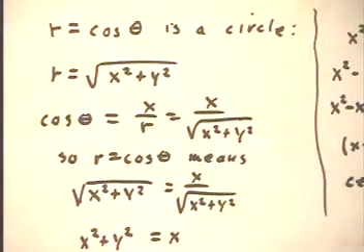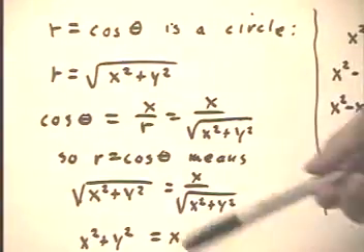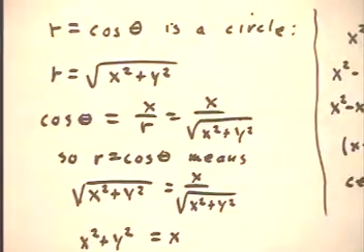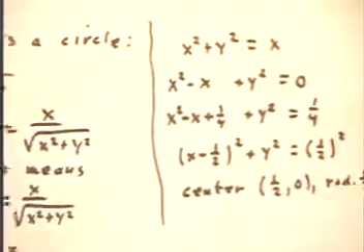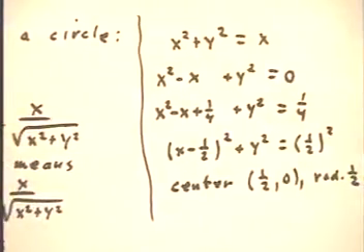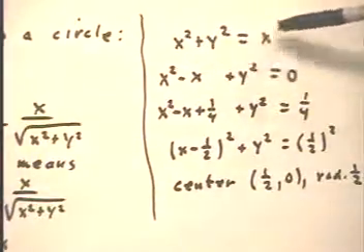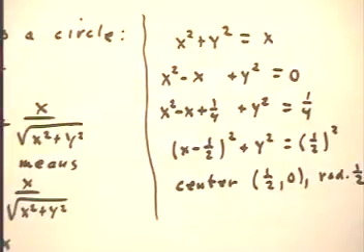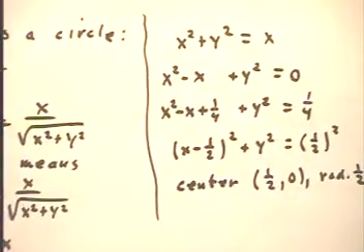Multiplying both sides by the square root of x squared plus y squared, which ought to be a natural reaction at this point, we want to multiply through by common denominators. We have x squared plus y squared equals x. Okay, so now if we take x squared plus y squared equals x, we can simply complete the square and do the usual things to determine the center and radius of this circle.